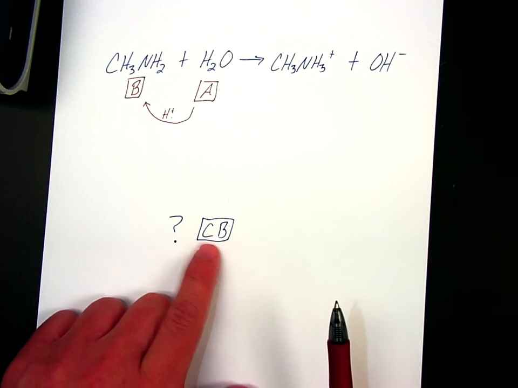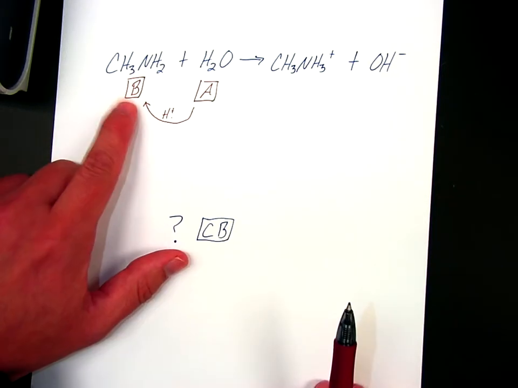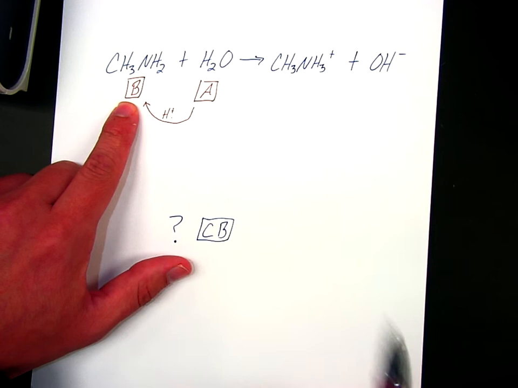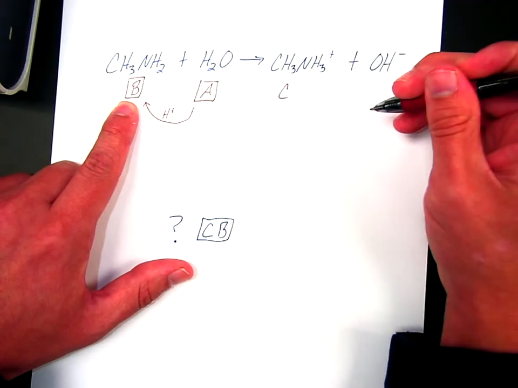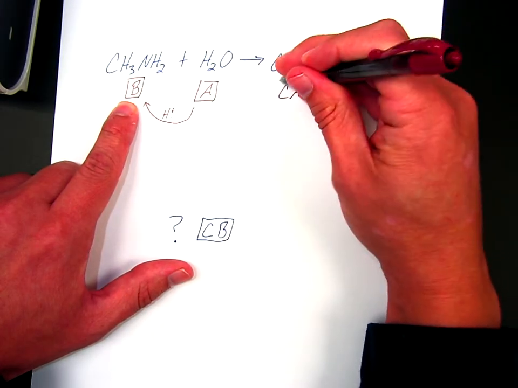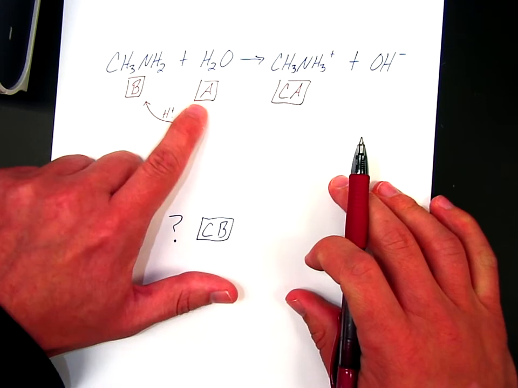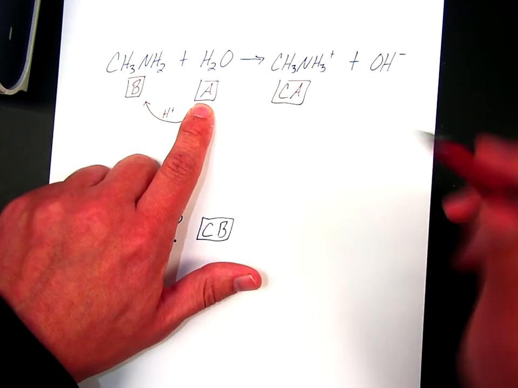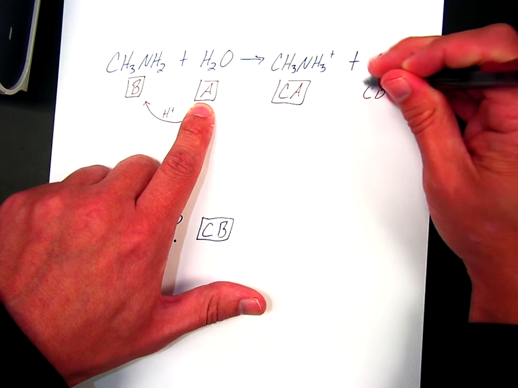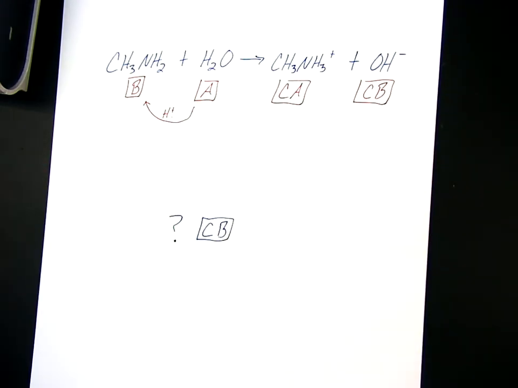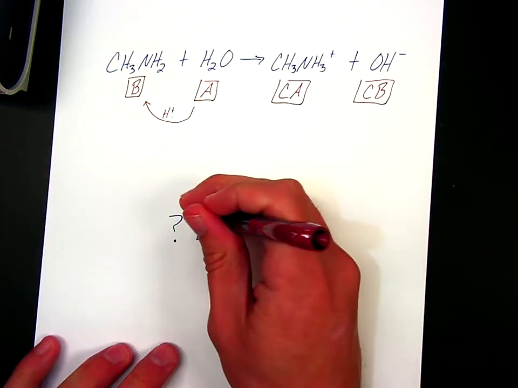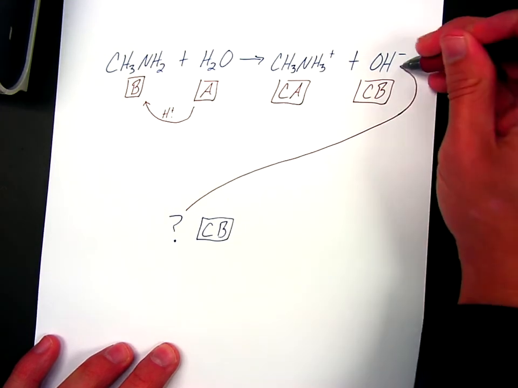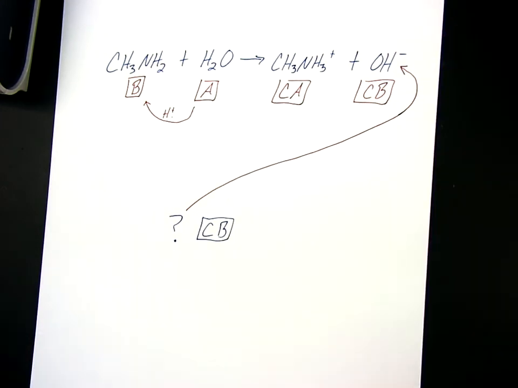Now, remember what we're looking for, though. Altered bases produce conjugate acids, the opposite species. Altered acids in Bronsted-Lowry produce conjugate bases. Therefore, my answer is hydroxide, the OH-.